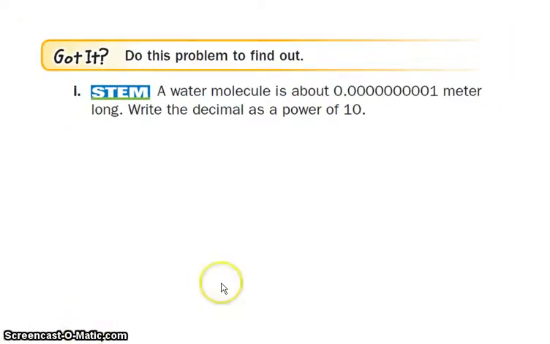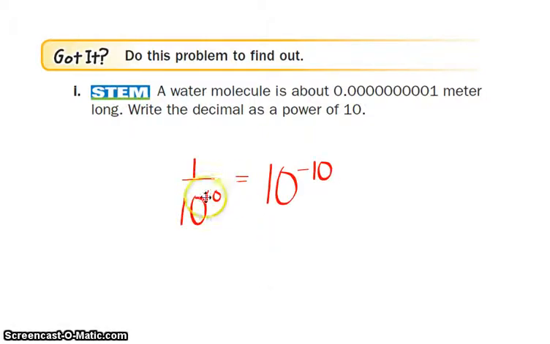Now this one, I'll do this one with you. A water molecule is about that many meters long. Write the decimal power as a power of 10. Well, let's count how many zeros we have here: 1, 2, 3, 4, 5, 6, 7, 8, 9, 10. So that means our exponent is going to be 10. Since it's a decimal, it's 1 over 10 to the 10th. To bring it up top, it becomes 10 to the negative 10th. This kind of goes along with our scientific notation that we're going to be talking about in the next couple of lessons.